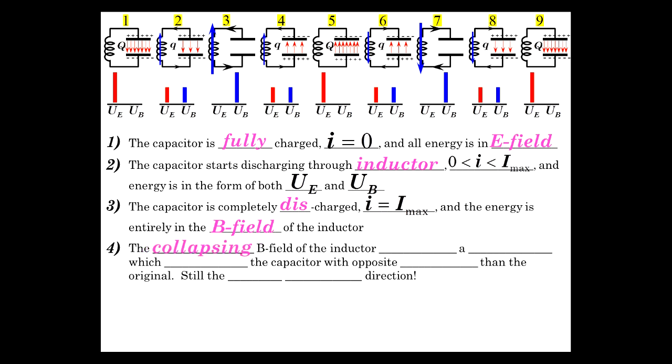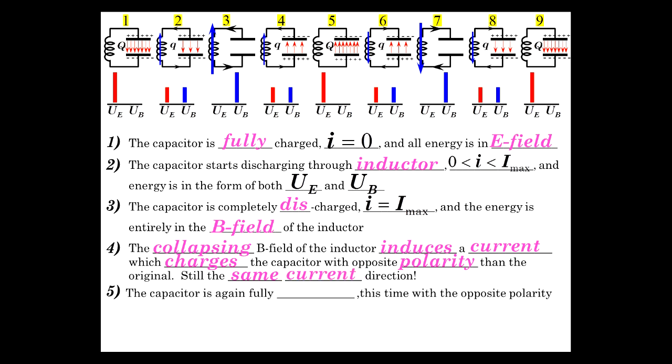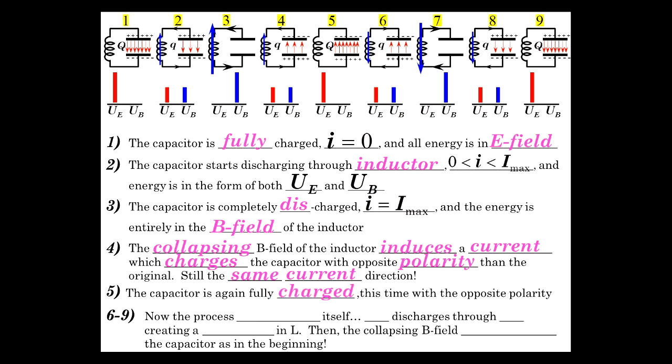In sequence 4, the collapsing B field of the inductor induces a current which charges the capacitor with the opposite polarity than it had in the original. But the current is still in the same direction. Now, in sequence 5, the capacitor is again fully charged, but this time with the opposite polarity.